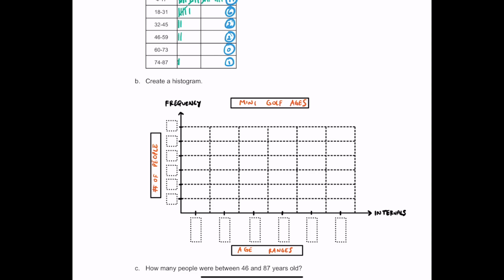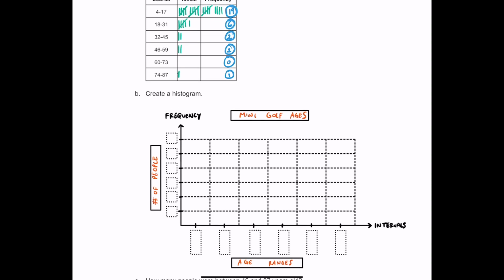For the intervals, that's probably the next best thing to write in. We have 4 to 17, and then we have 18 to 31, 32 to 45, 46 to 59, 60 to 73, and 74 to 87.